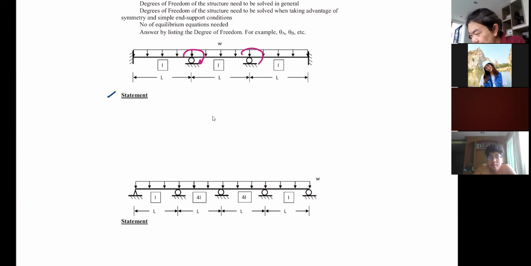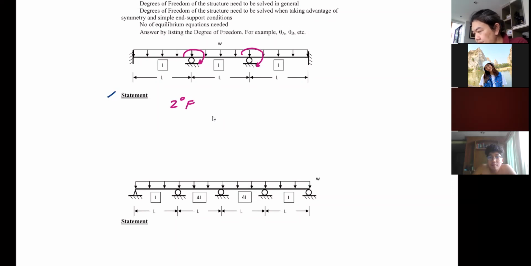So here's the rotation. That's another rotation. Remember your slope deflection equation. It has rotation, joint displacement, and moment due to the load. So we are solving for rotation and joint displacement. And this beam, you don't have to have any joint displacement. So you have 2 rotations here. So you can say this is the beam with 2 degrees of freedom. You should be able to write this statement before you do anything.